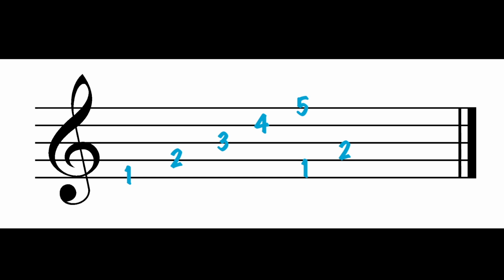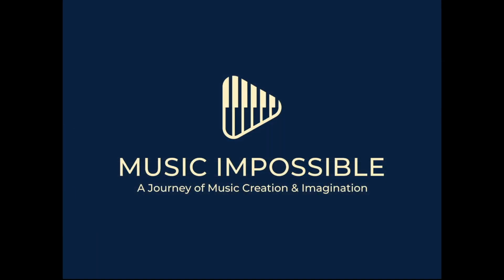Same thing with the spaces. We're going to start from the bottom and work our way up. 5 lines, 4 spaces. Now, over time, there have certainly been different types of clefs along the way. One of the things we're going to talk about early on is the C clef. And the C clef looks like this.